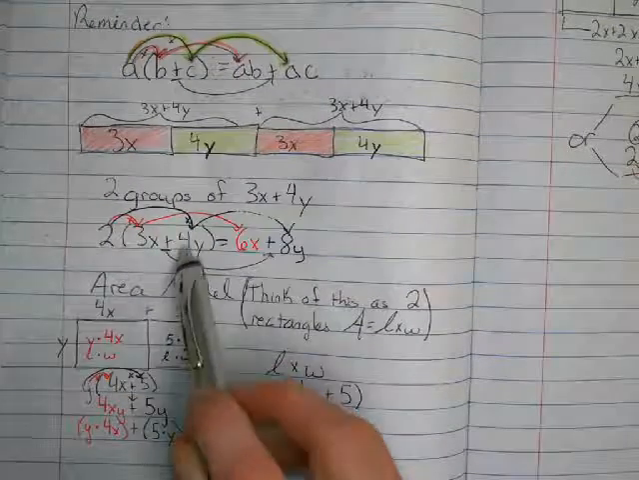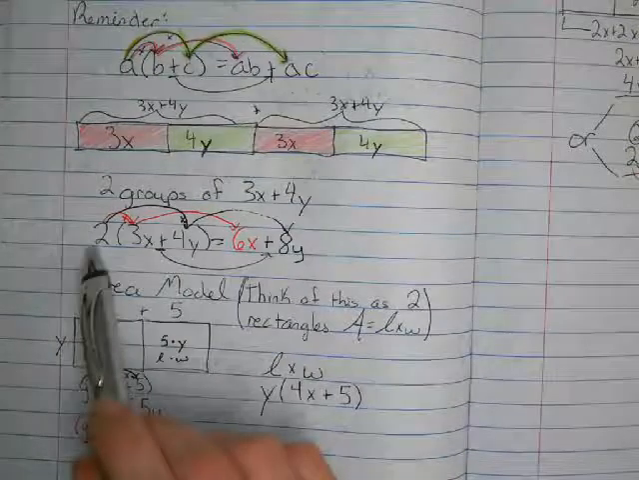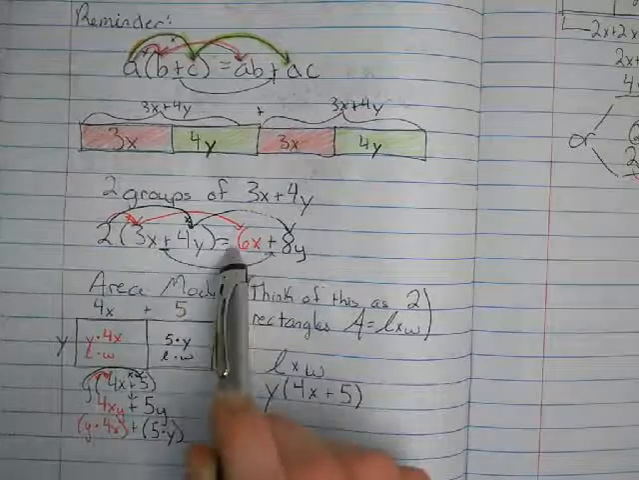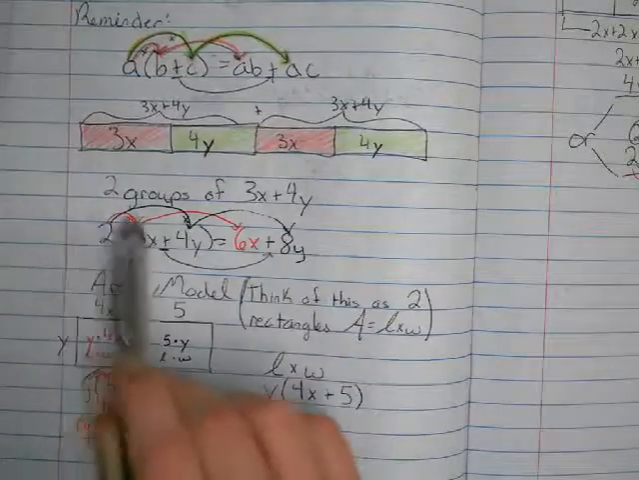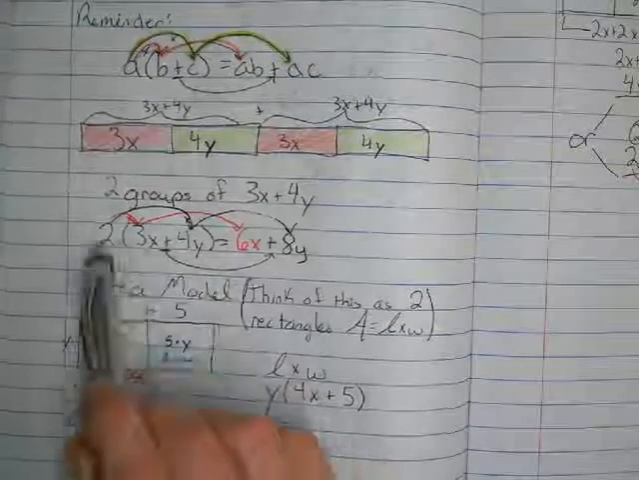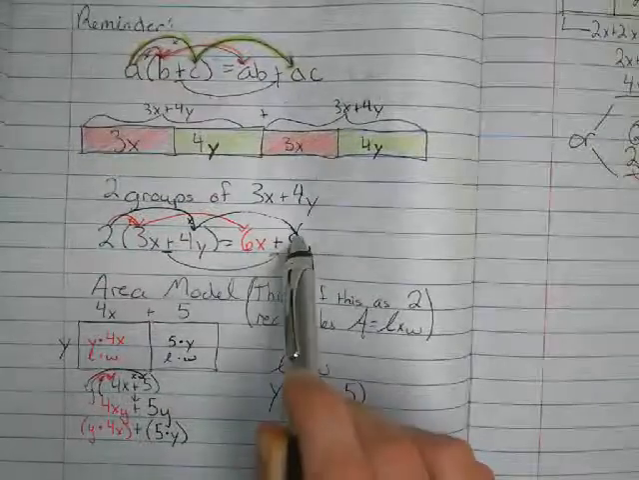So we use the distributive property to write an equivalent expression, and we take 2 times 3, you get 6, and then we keep our variable, so it becomes 6x. So if you follow your arrows, and then we take our 2 times 4y. 2 times 4 gives me 8. I leave the variable, it becomes 8y.